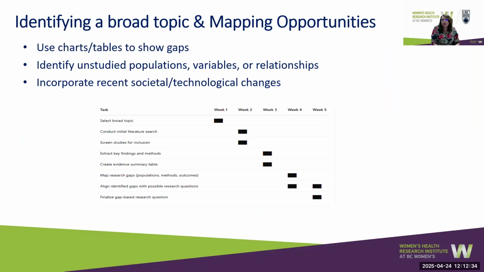Identifying a broad topic and mapping opportunities. First of all, we need to develop a broader idea of what we would like to do. We need to identify unstudied populations, which variables we can include, or what relationship we would like to look at. And we also can incorporate recent social trends and technological trends.